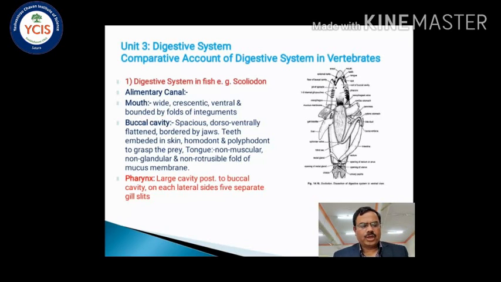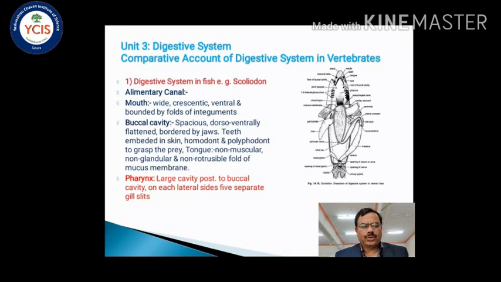This buccal cavity is dorsoventrally flattened. It is bordered by the jaws, that is, the upper jaw and the lower jaw. Teeth are embedded in the skin. Teeth are homodont and polyphyodont, meaning all teeth are similar and they can appear again and again when they are destroyed. These teeth are used to grasp or hold the prey. The tongue is also present in the buccal cavity. It is non-muscular, non-glandular and is a non-protrusible fold of the mucous membrane.